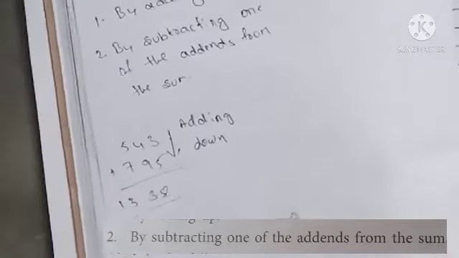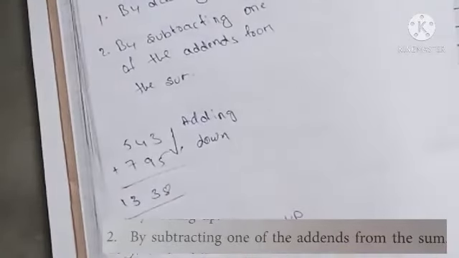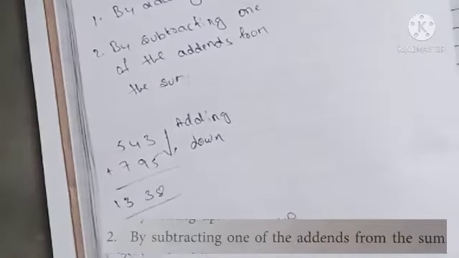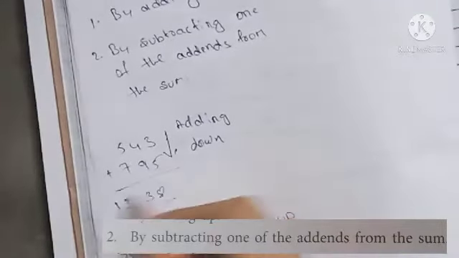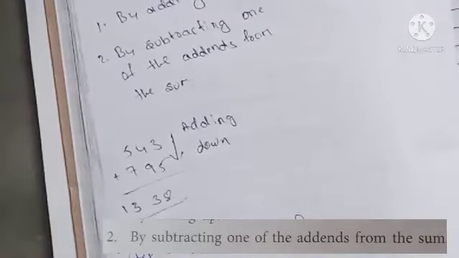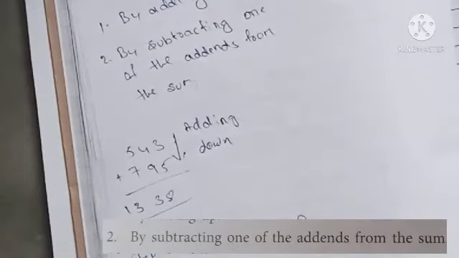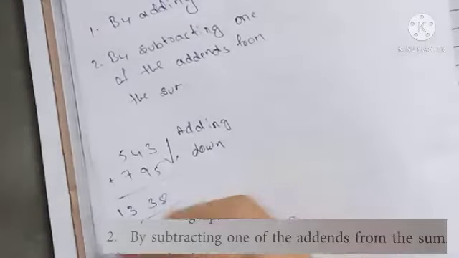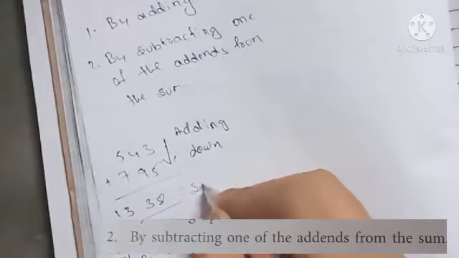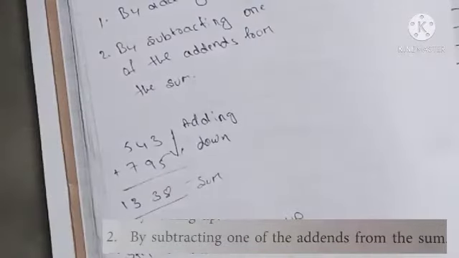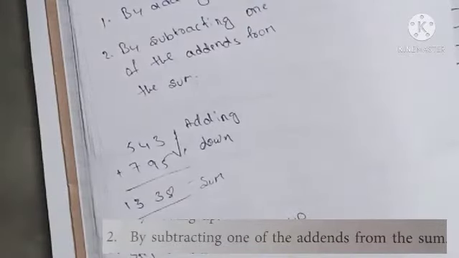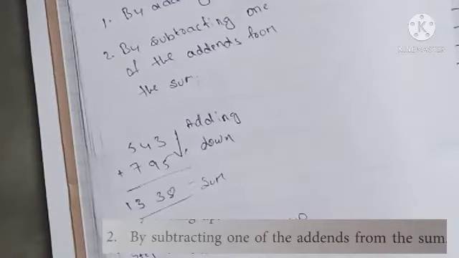Yes, here we got the answer. Here, the addend means what we had added to a number, it is called an addend. Okay, and here what we got as the answer is called the sum. Now the real process begins.